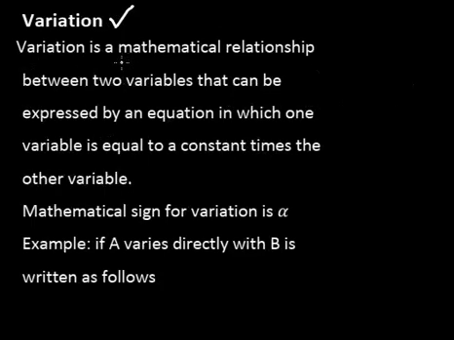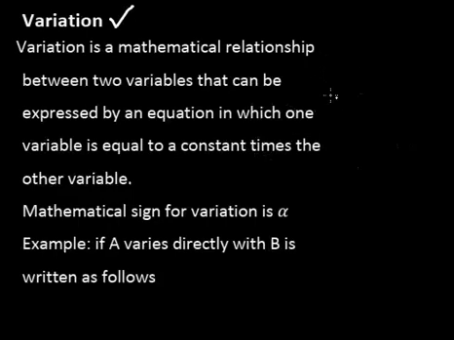Variation, in mathematics, is a mathematical statement, or a mathematical relationship between two variables, that can be expressed by an equation in which one variable is equal to a constant times the other variable. So the two variables are related in such a way that one variable is equal to the other variable times a constant. Variation will always introduce a constant multiplied to a variable to make it equal to another variable.